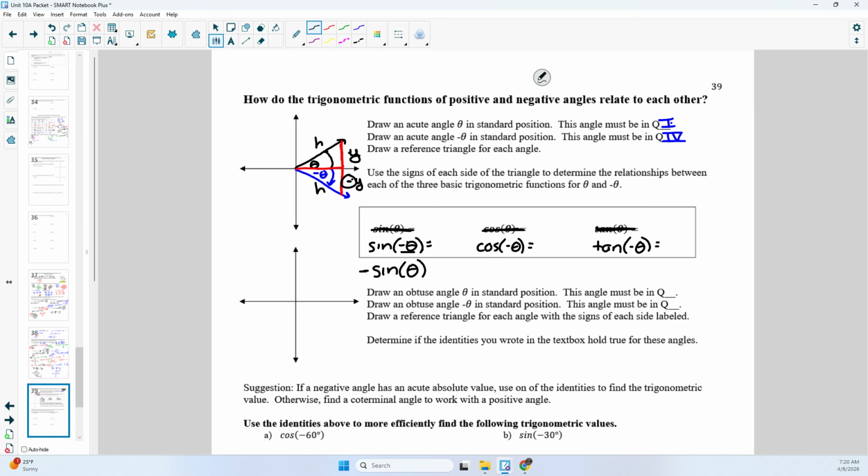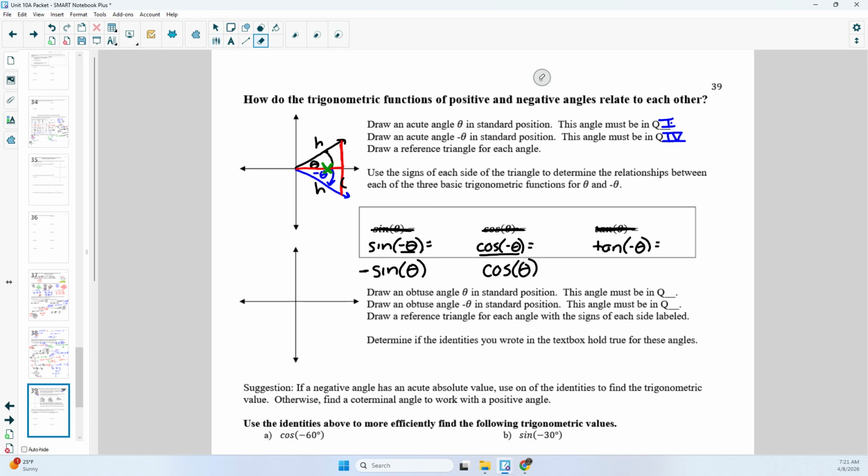Now we're going to move over to cosine and see what happens for these two. I'm going to erase the y because I don't need it. Here, we see that they have the same shared positive x. If I did the cosine of the positive angle, I'd get x over h. And if I did the cosine of the negative angle, I'd also get x over h. So for cosine, the cosine of the negative angle equals the same exact thing as the cosine of the positive angle, because quadrants 1 and 4 basically give us the same x values.